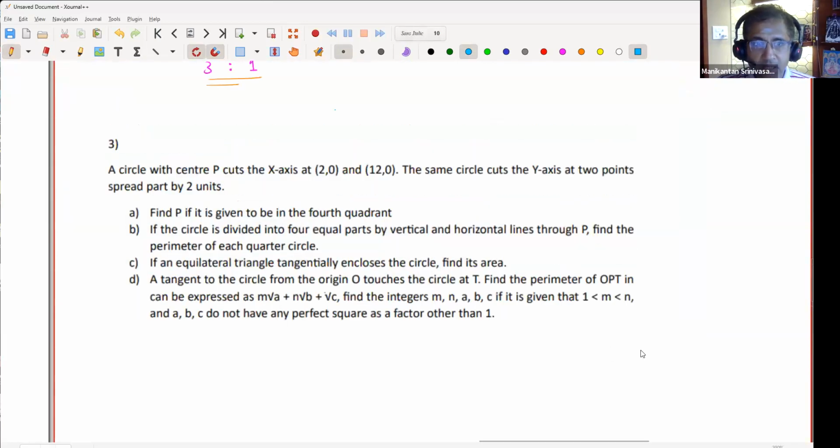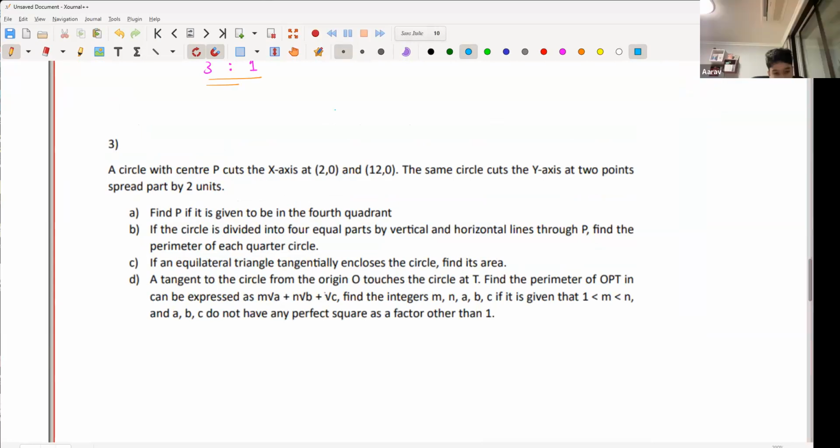How did you approach this question? So I had a doubt on this. I have no clue. Okay. Arya, what about you? Yeah, I didn't get this one either.